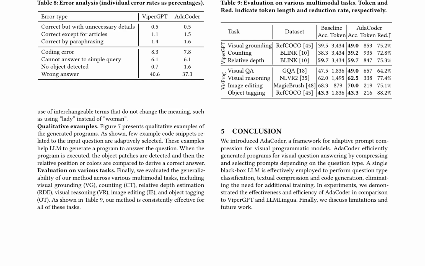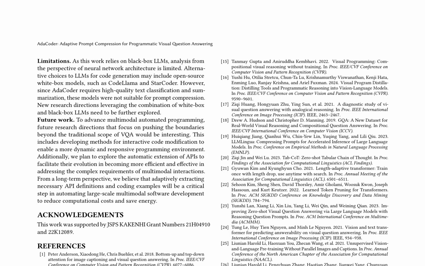The AdaCoder framework leverages masked language modeling objectives for textual compression, contributing to its effectiveness and efficiency. This technical aspect is implicit in the framework's structure, particularly the LLM. The AdaCoder framework for adaptive prompt compression in programmatic visual question answering relies on black box large language models, limiting analysis from a neural network architecture perspective. Future research could explore alternative models, such as open-source whitebox models like Code Llama and StarCoder, which were unsuitable for prompt compression in this work due to their limited text classification and summarization capabilities.